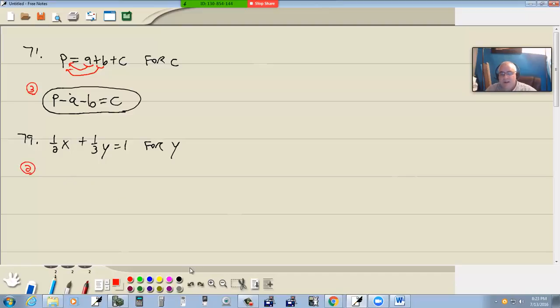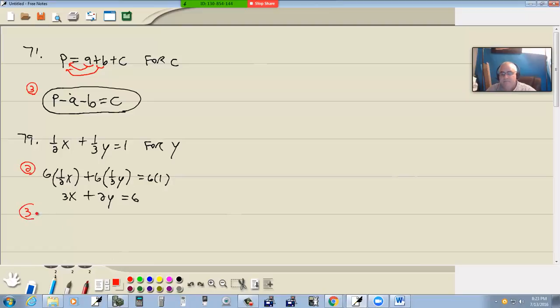Step 2, get rid of fractions. Multiply everything by the LCM of all your denominators. I've got 2 and 3, so my LCM would be 6. So I'll take 6 times 1/2 x plus 6 times 1/3 y, and 6 times 1. 6 times 1/2 is 3, so we've got 3x. 6 times 1/3 is 2, so we've got 2y. 6 times 1 is 6.